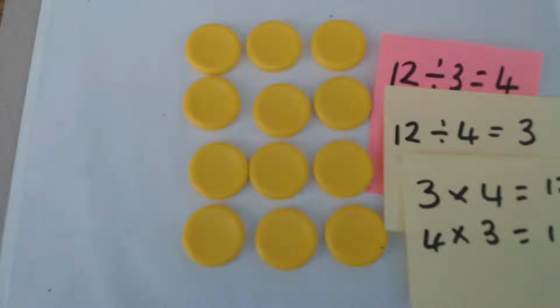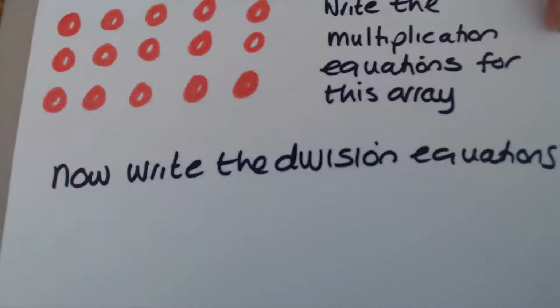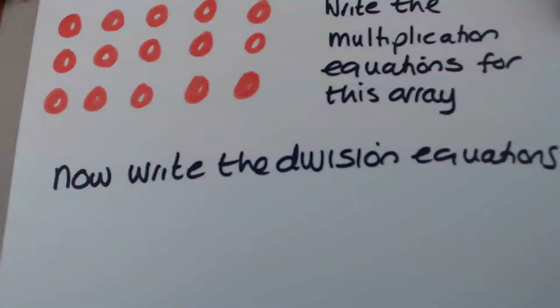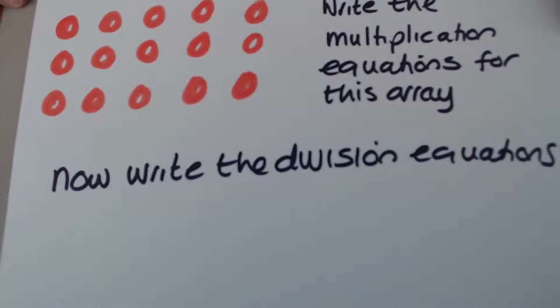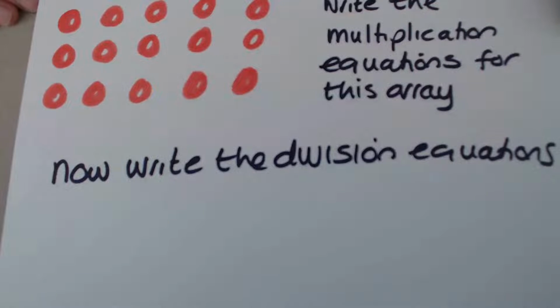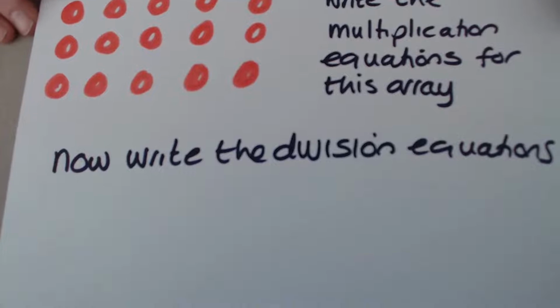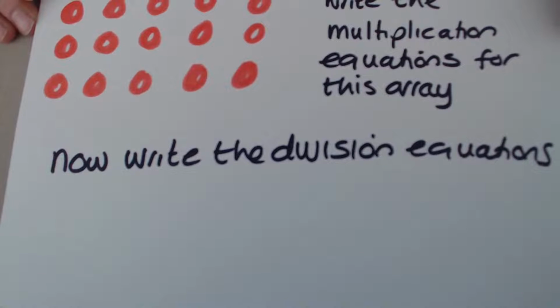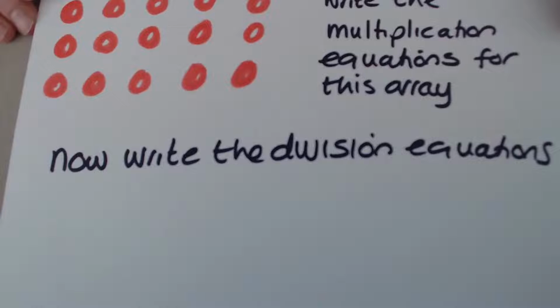So I'm going to put another array out for you. And I would like you, please, to write the 2 multiplication equations for this array and the 2 division equations. Oh, somebody's found a very nice emoji divide. Yay! Very nice. What are the 2 multiplication equations and the 2 division equations from that array?